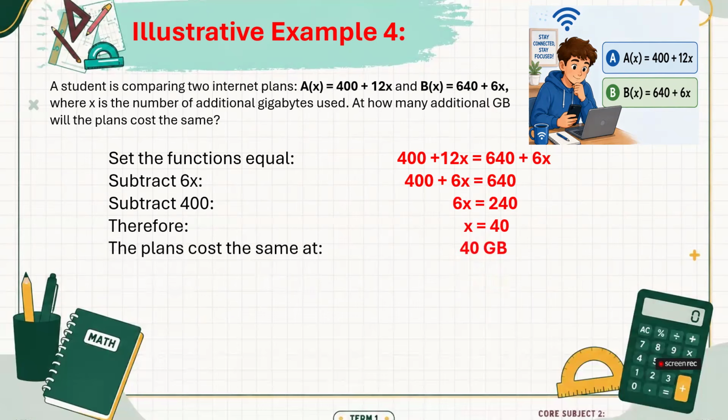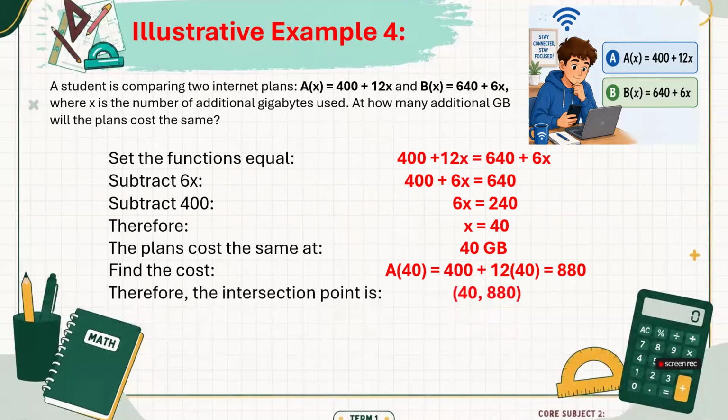Now we find the cost. Let us use plan A to find the cost. A of 40 is equal to 400 plus 12x, which we replace by 40. And then the final answer becomes 880 pesos. So it means that at 40 gig, both plans cost 880 pesos.